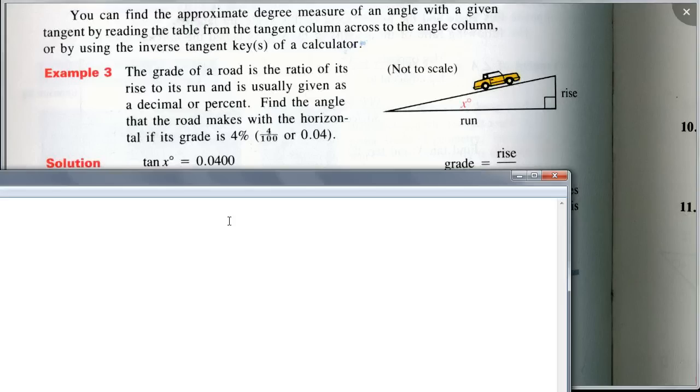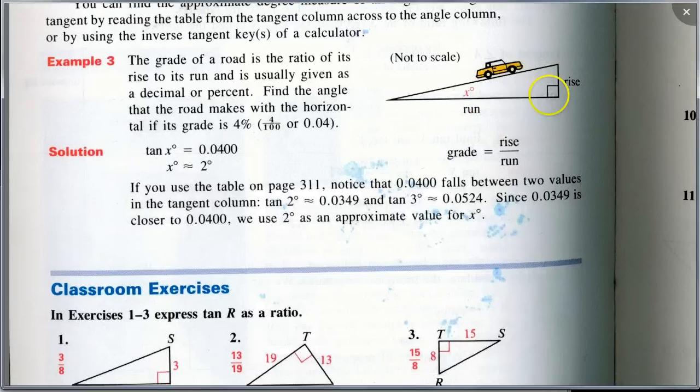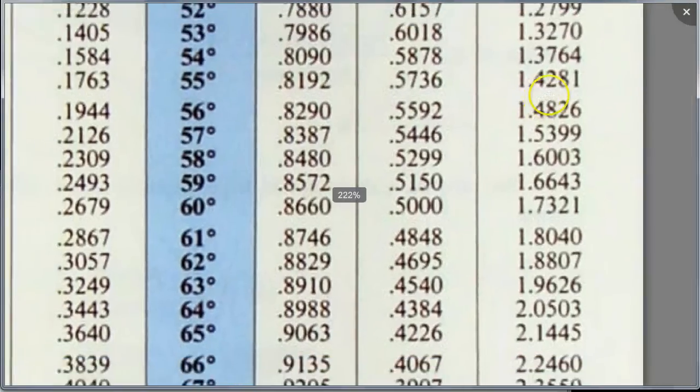What are we going to do here? This is sort of opposite of what we've been doing, right? How do you know which angle gives you the tangent of 0.04? How about Leo? Any idea? No? Let me give you a hint, Leo. Take a look at the table.